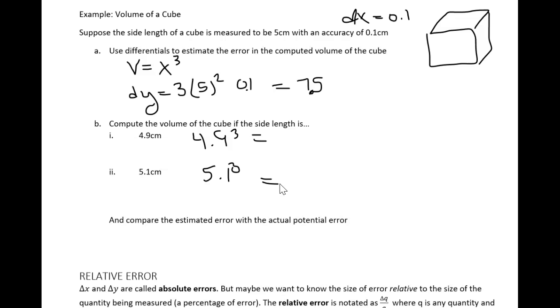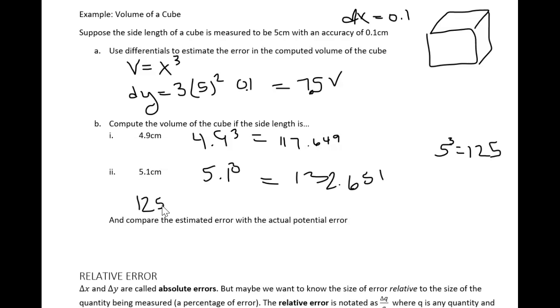So we've got 4.9 cubed, which is 117.649. And we've got 5.1 cubed, which is 132.651. And if you think about it, our volume of 5 centimeters is supposed to be the middle value, which is 125. So this is our estimated error here. And if we compare that, we're going to do 125 minus 117.649, to figure out that amount of error on the low end.